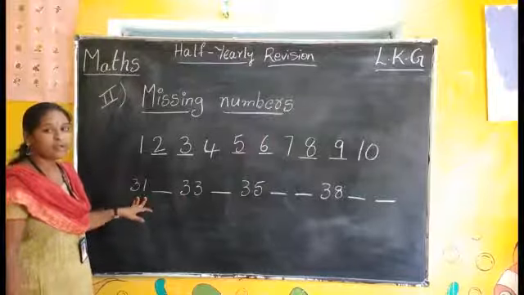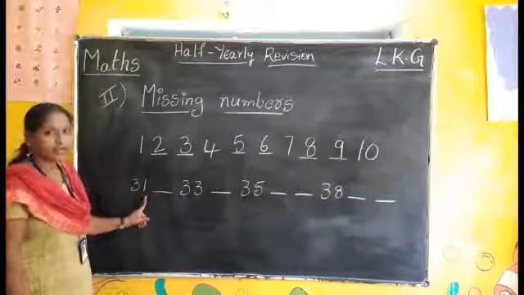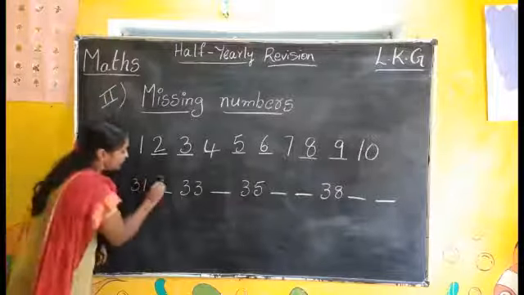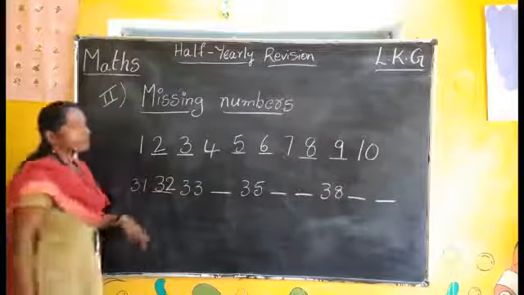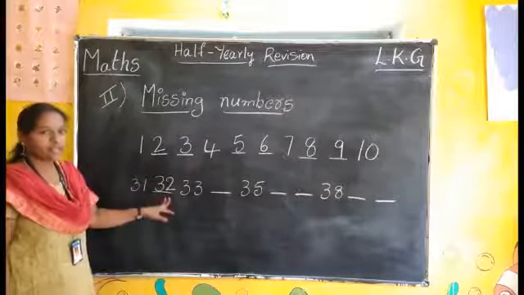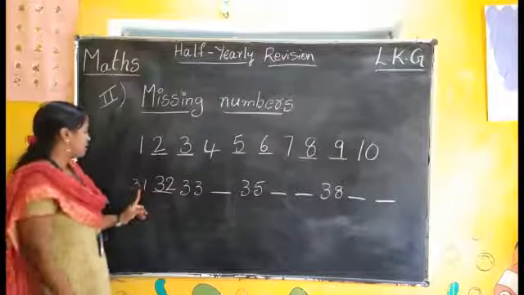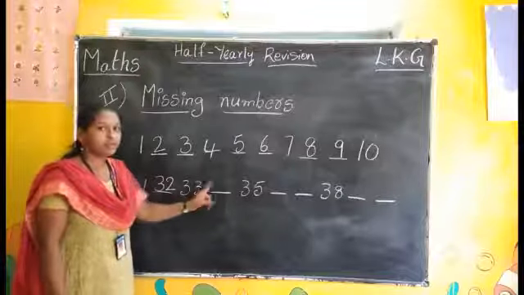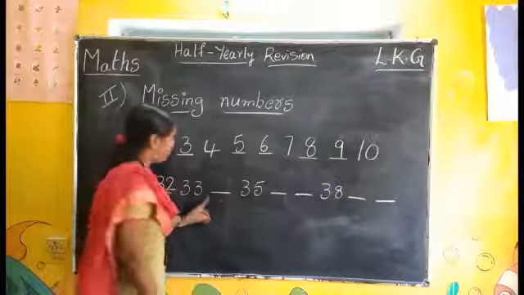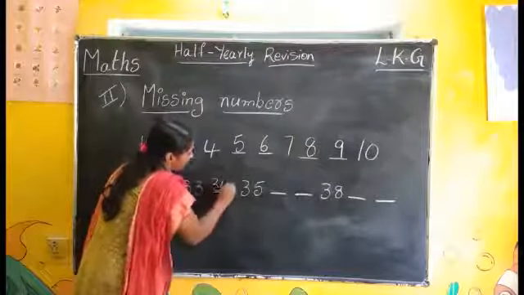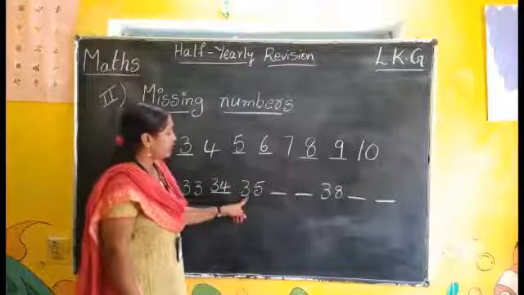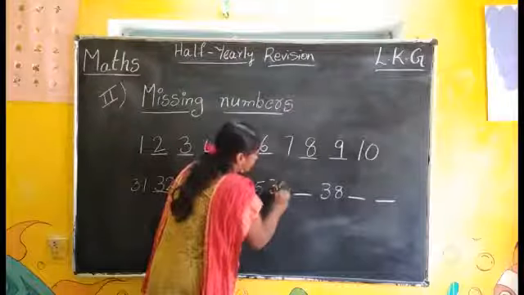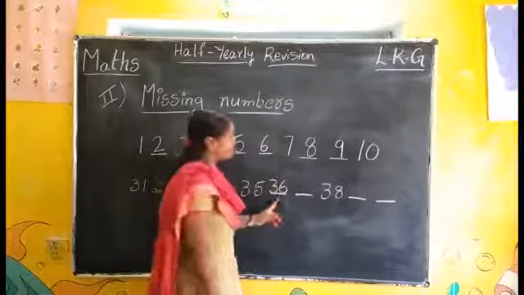What is this number? 3, 1, 31. Now next 3, 2, 32. Say and write children. Say loudly. 3, 1, 31. 3, 2, 32. 3, 3, 33. Now next 3, 4, 34, 3, 5, 35, 3, 6, 36.